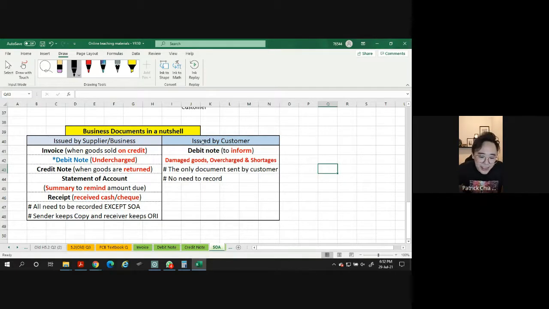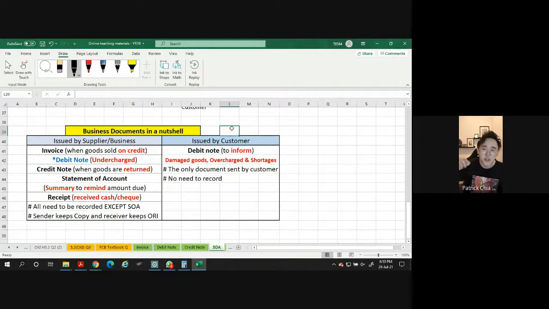If they ask you what will be issued by the customer and what will be issued by the supplier, it's so easy. There's only one thing issued by the customer only. Just remember this. What is it? The customer will only complain, and when they complain, they issue a debit note. That's it. The rest are all issued by the supplier, the seller. Invoice is issued by the seller. Credit note, the sorry, is also by the seller. Statement is also by the seller. Why? Because I want to remind them how much they still owe.